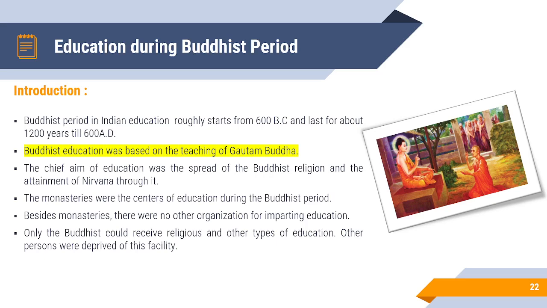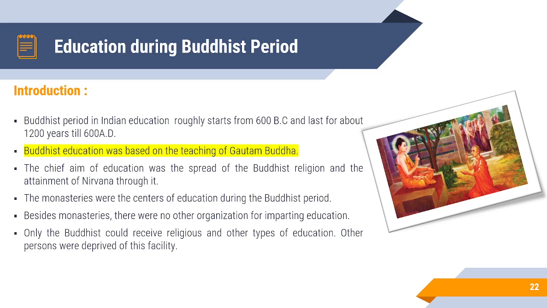As we discussed, the basic source of the Vedic education system was the Vedas. Here, during the Buddhist period, education was based on the teachings of Gautam Buddha, and the chief aim of education was the spread of the Buddhist religion and the attainment of nirvana, a kind of moksha, through it.